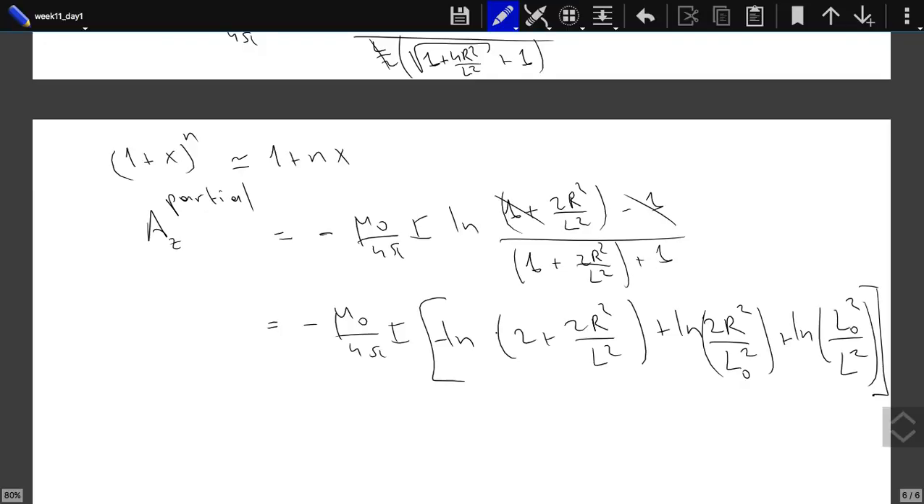Now, the reason why I introduced that L0 is you cannot really talk about the logarithm of 1 meter. The argument of the logarithm function has to be dimensionless. It cannot have a unit. There's no logarithm of 1 meter. So I introduced this L0 to make these ratios dimensionless. There's no unit dimension.